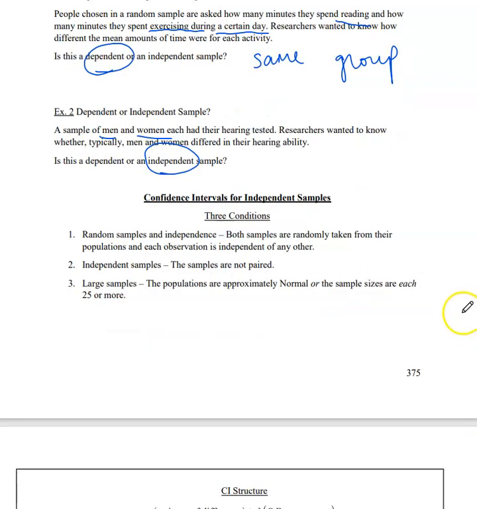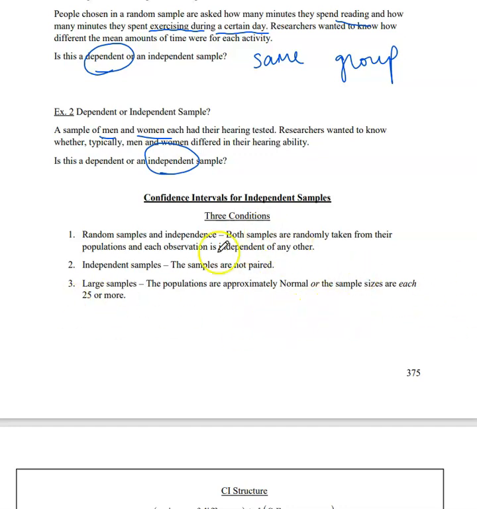So the next thing we want to be able to do is to look at a confidence interval estimating the difference between the two groups. And we're going to start with independent samples. And we want to look at creating that confidence interval used to estimate the difference in the means between the two populations. The conditions here for the central limit theorem still apply.